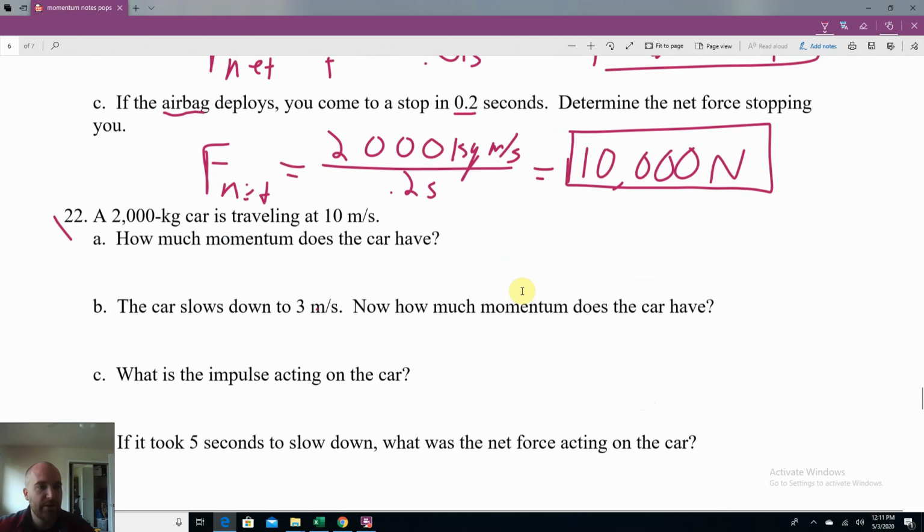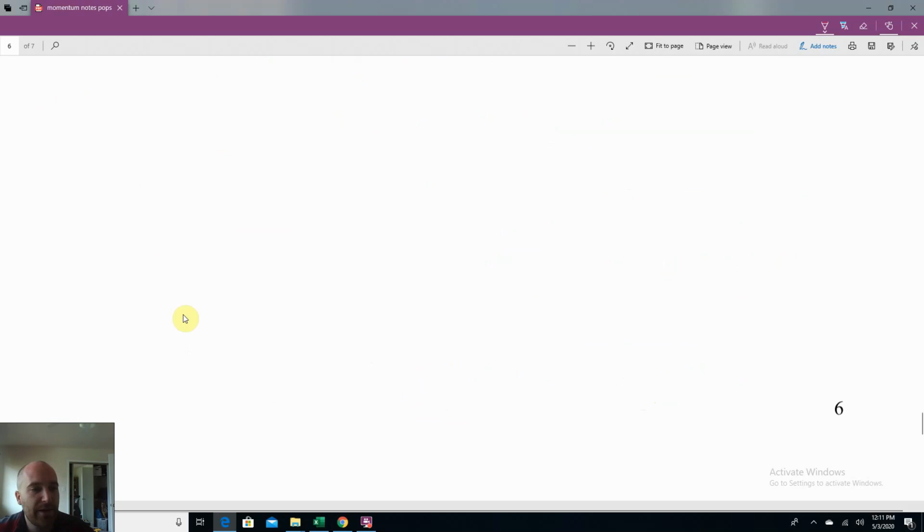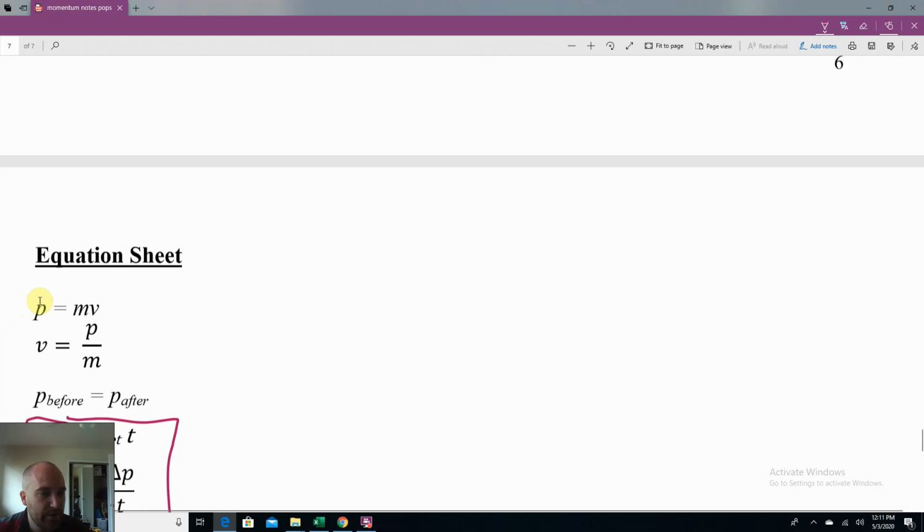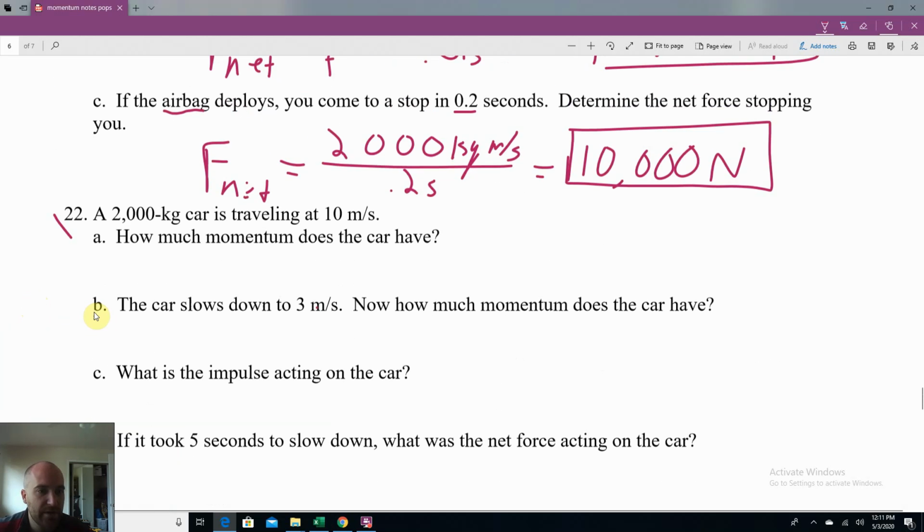22. A 2,000 kilogram car is traveling at 10 meters per second. How much momentum does the car have? So we're solving for momentum, which was P. Let's check our equations, which are all on the last page. I think this one's a good fit, because you know the mass and the velocity. So let's plug those in.